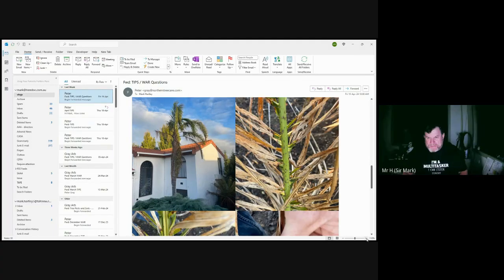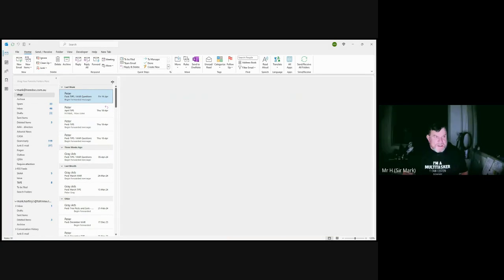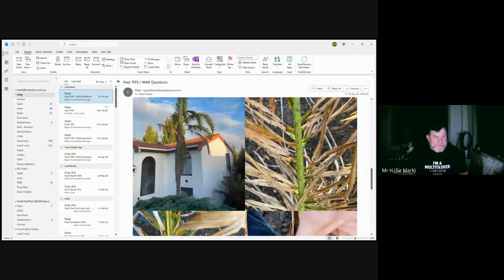I'm just going to make it a little bit smaller. Let's see if I can get that even bigger still. No, that's going to be it.